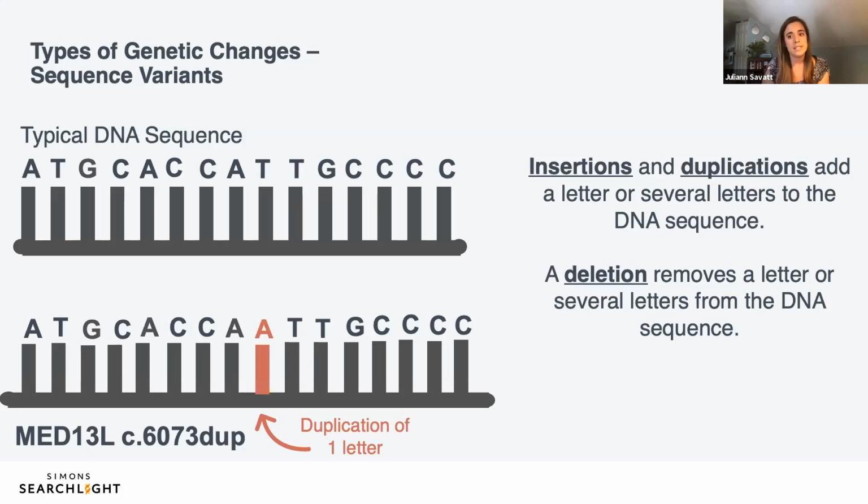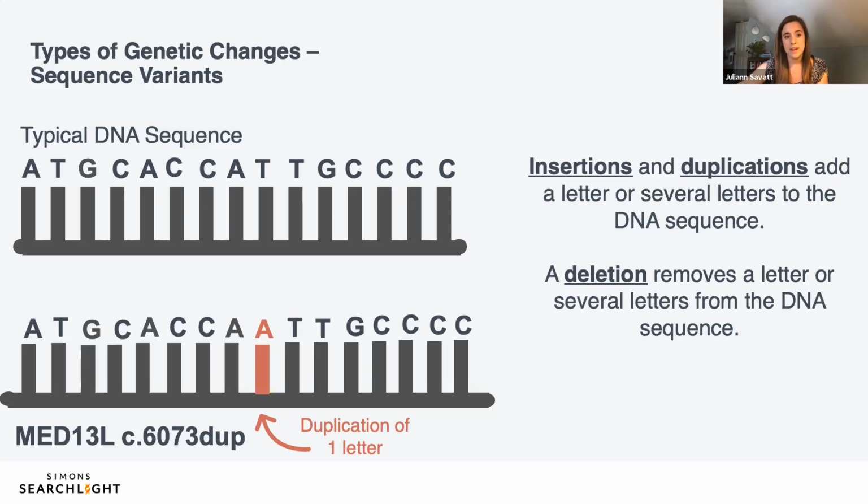You also might see sequence variants that result in a small number of extra or missing letters within the gene. Insertions or duplications add a letter or several letters to the DNA sequence, like this example here, where at position 6073, we typically have an A, and this person has a duplication, or an extra A inserted there. A deletion removes a letter or several letters from the DNA sequence.